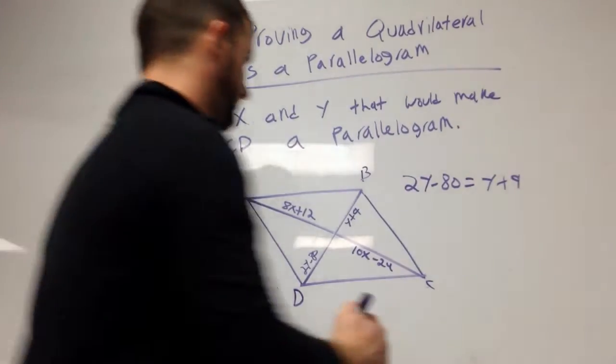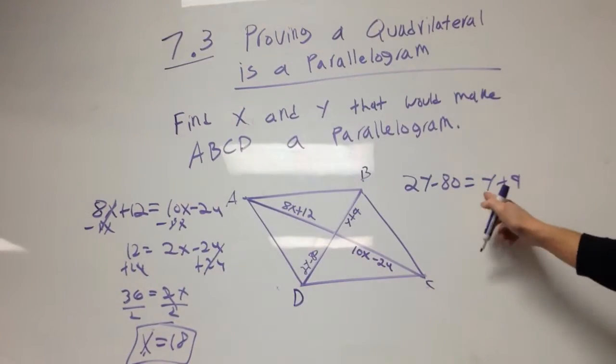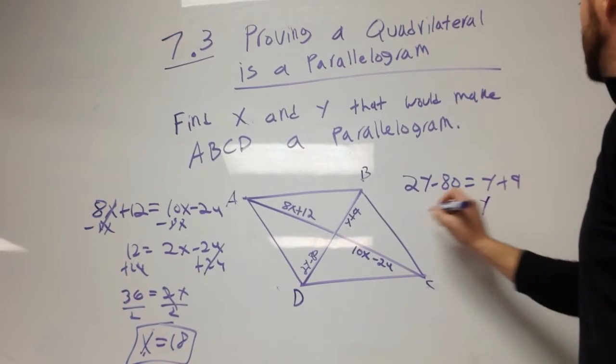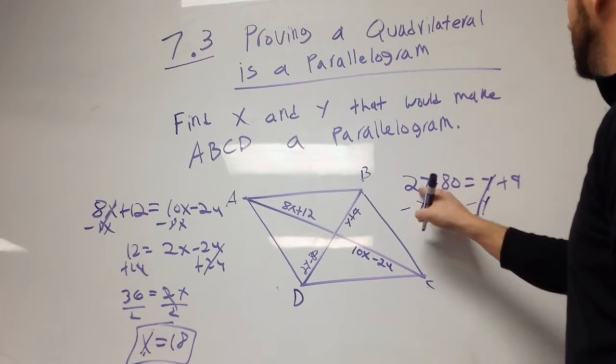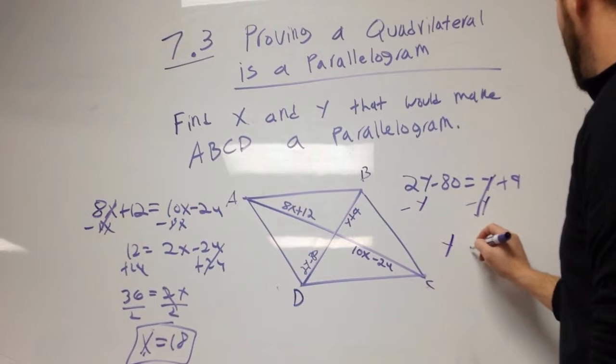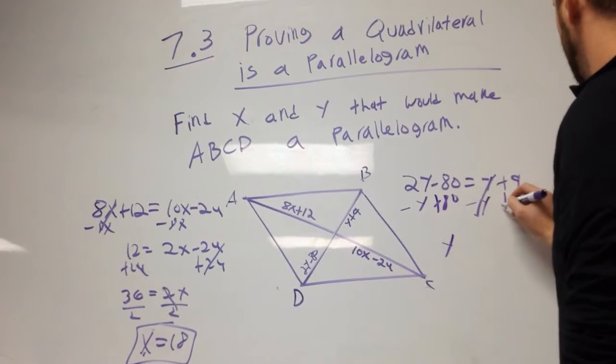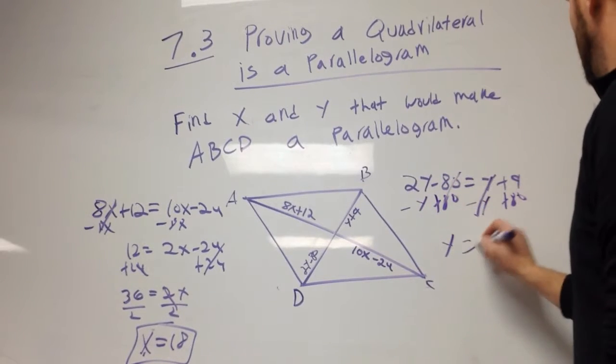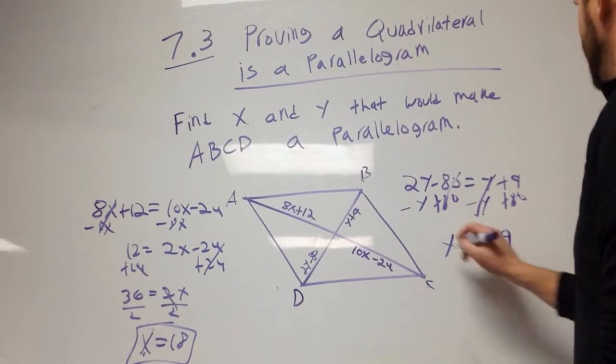Okay? Now I'm going to solve for y. So I'm going to go ahead and subtract y on both sides. So it's going to cancel over here. 2y minus y is just going to give you y. Then I'm going to add 80 on both sides. So 9 plus 80 is going to give me 89.